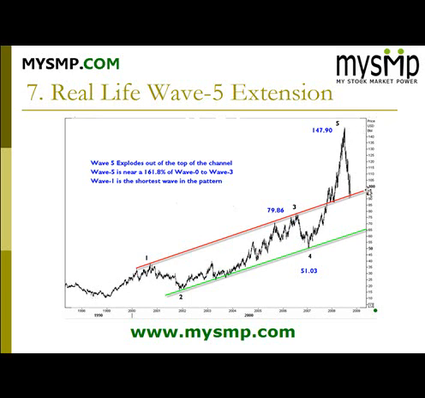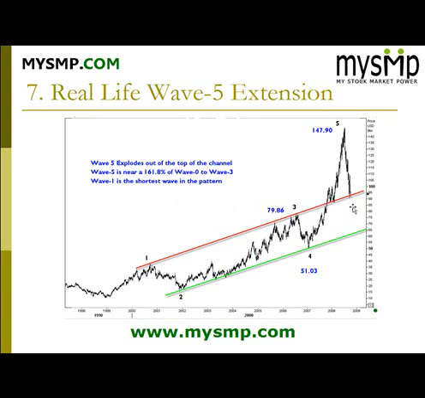You can see here, wave 5 is clearly greater than 161.8% of wave 1, and you can see how it just completely blows out of the channel. Now, the thing you want to look for on wave 5 extensions is once the 1 to 3 line is broken and it comes down through the bottom. This is often the termination of this pattern.